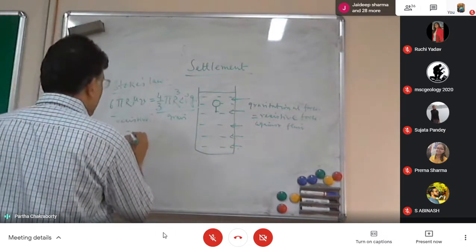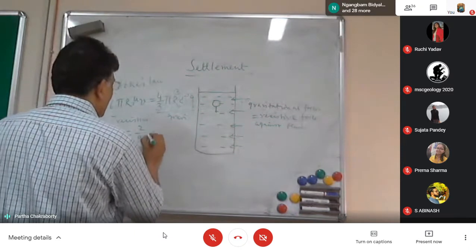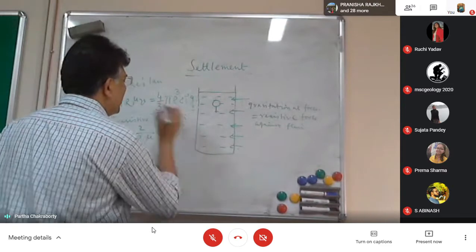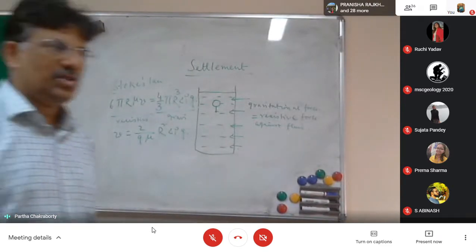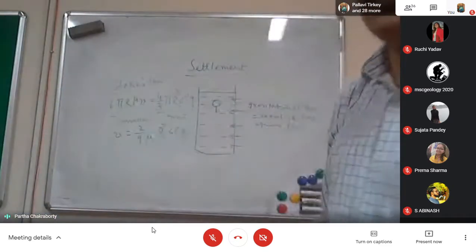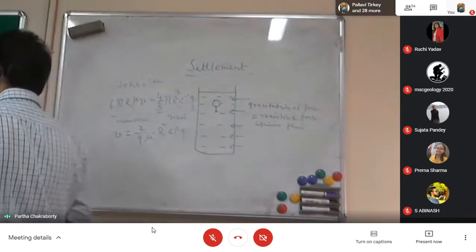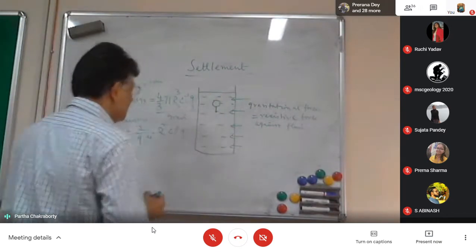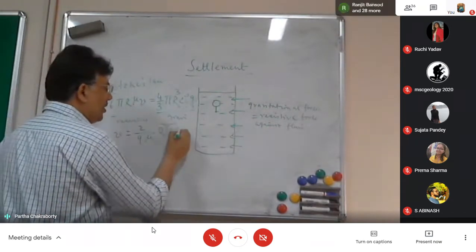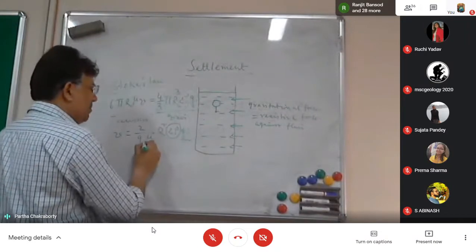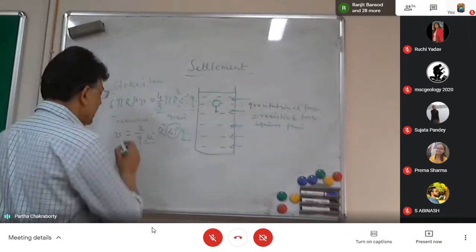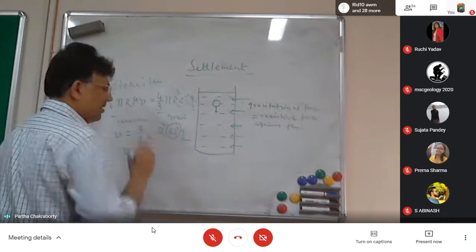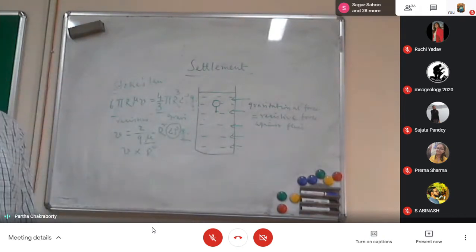So what will V be? V will be 2 by 9 mu r square del rho g. Now, for a particular fluid and particular grain, del rho is constant, g is constant, and viscosity mu is constant. So V is proportional to r square.